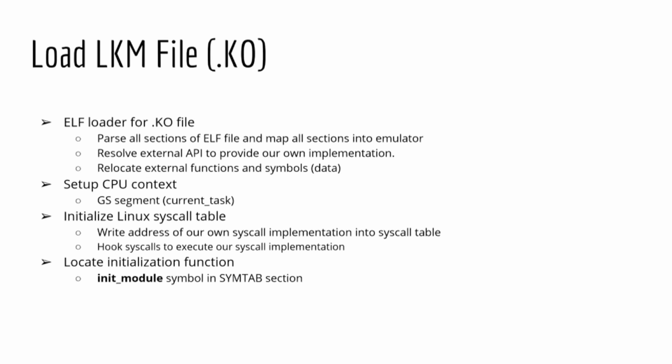We also need to initialize the system call table of the Linux kernel, so the kernel rootkit can read and write to the system call table. For this part, we have to write the addresses of our own system call implementations into the system call table, and we have to hook the system calls. So when the rootkit accesses the system call, we can execute our own system call implementation. Finally, for the loader, we have to locate the initialization function of the .ko file, which is the init_module symbol.